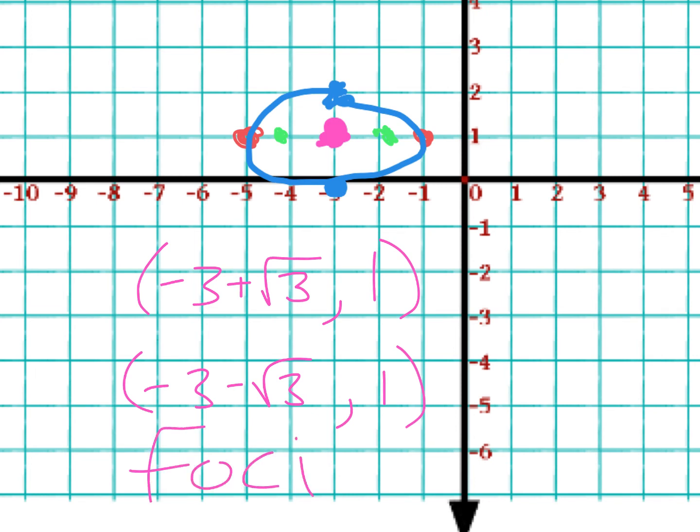So you always just take whatever your center is and add or subtract, depending on which way you're going. And that's how you can find your vertices and your foci, the coordinates of them.